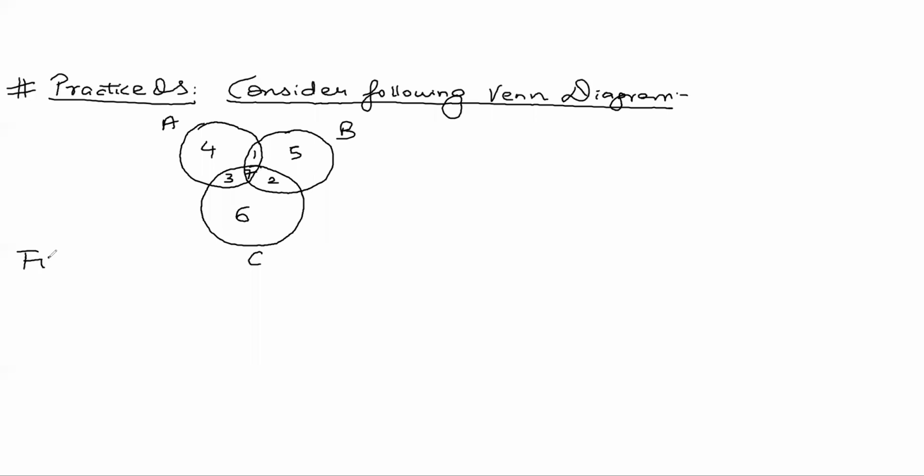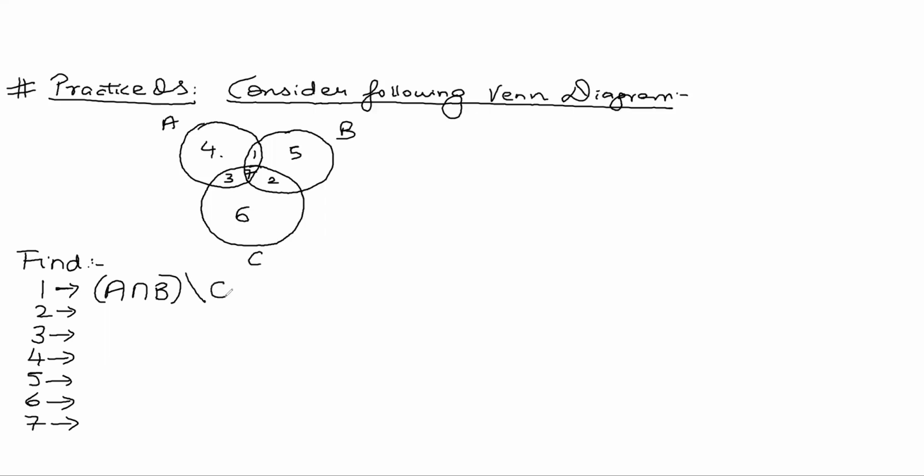So find what 1 denotes, what 2 denotes, 3, 4, 5, 6, and 7. So what does 1 denote? 1 denotes A and B but not C. That means A intersection B but not C, minus C or slash C. What will 2 denote? B intersection C but not A. What will 3 denote? 3 will denote A intersection C but not B.